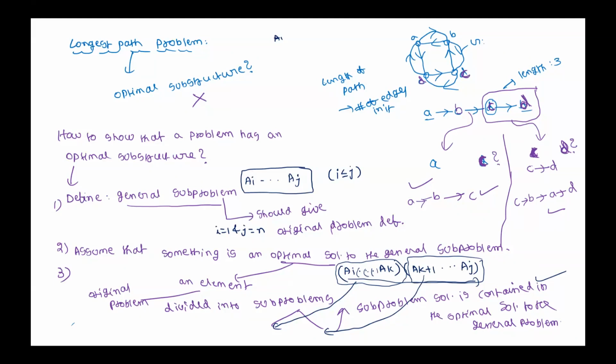Is that clear? But what is the most important step here? How to define the general subproblem? That is difficult. For that, we need to characterize the structure of the solution, then the general subproblem, all those things.